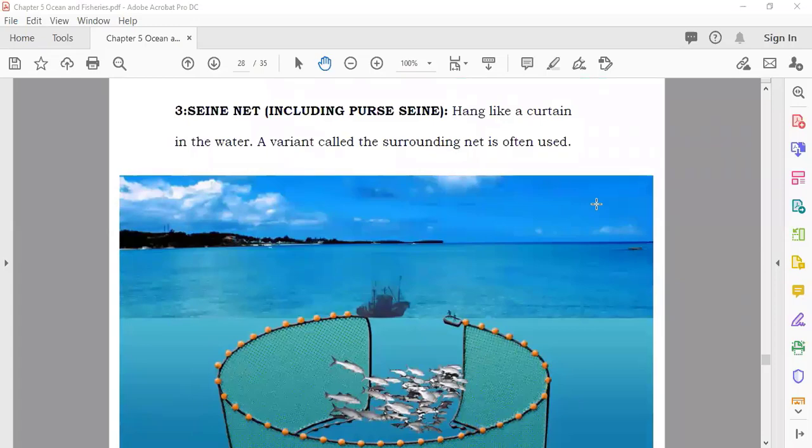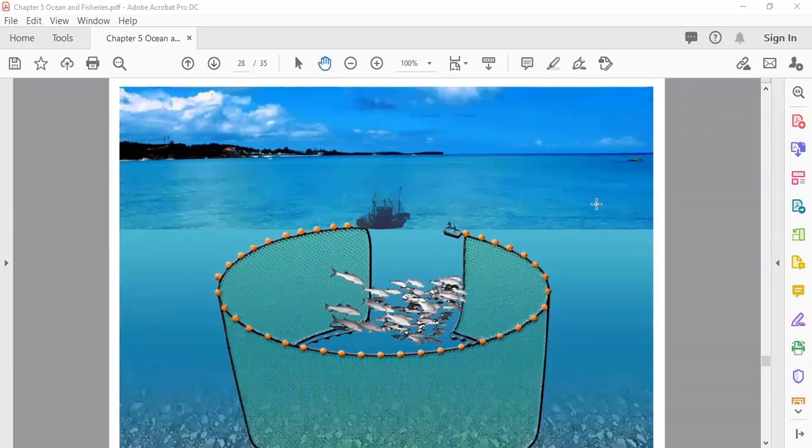After that, we have the seine net. Seine net, also known as including the purse seine, you can see here. Now it is quite interesting. And if you see this one, how they use it. Now, it is a little bit like a drift net. What they are doing, for example, this is the ship. Let's say I will draw here.